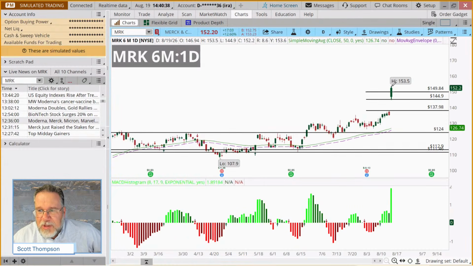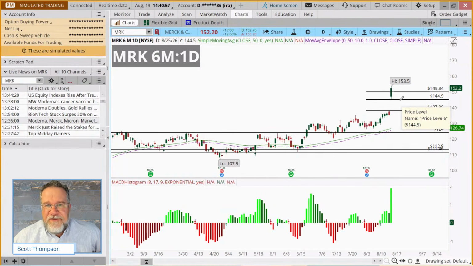So some traders would think, well, I'm going to set a limit order to buy this if it pulls back into that 150 range. Some people might say I'm going to put an order to buy it if it pulls back into the 144.90 range. If it closes below this gap level, gaps that start to fill tend to fill.